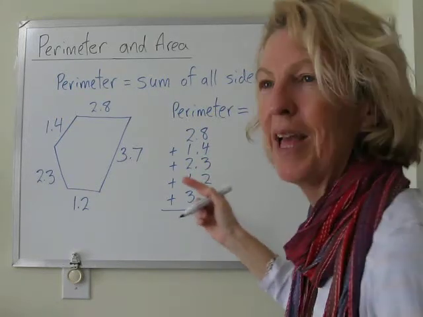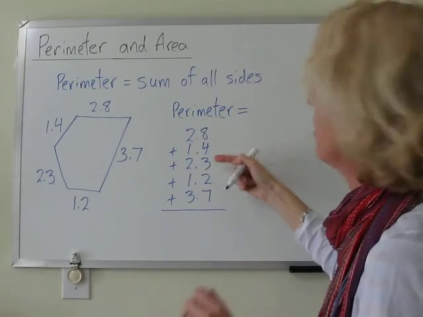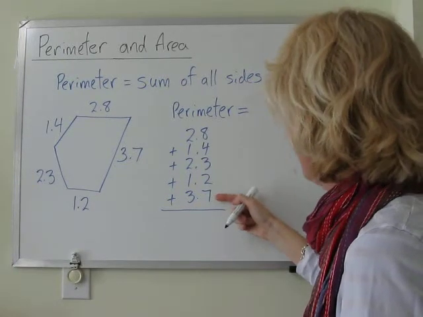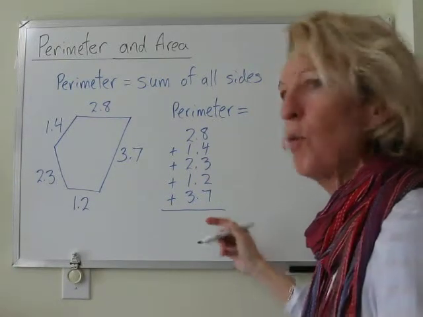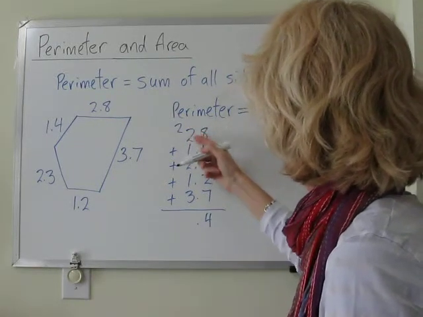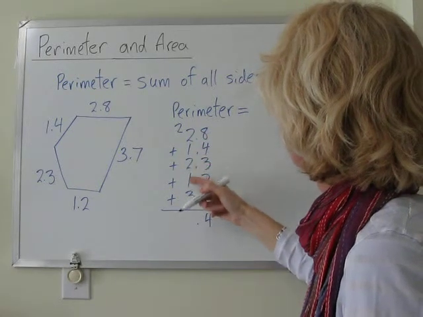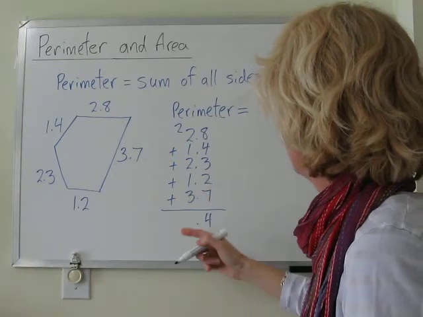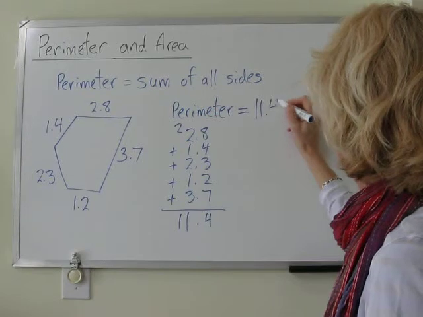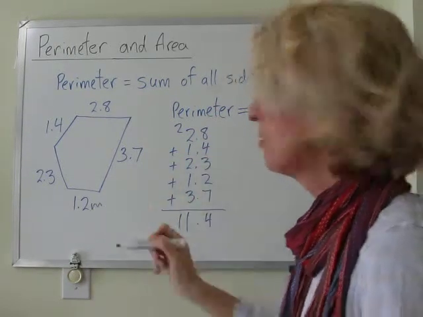Okay, let's see if we can add this up without making a mistake. 8 plus 4, 12. And 3, 15. And 2, 17. And 7, 24. Oh, great. Okay, put the 4 here. We have our little decimal. Carry the 2. 2 plus 2? 4. And 1? 5. And 2 more? 7. And 1? 8. And 3, 11. Okay, so the perimeter is equal to 11.4 units. And let's say it's meters, if every measurement is a meter.